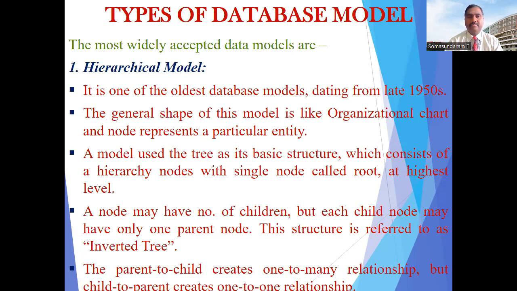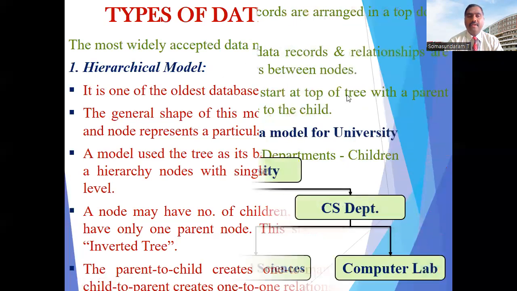different stems or different leaves. In computer terminology, it is called a model with a root. From that root, it has different nodes, which are also called branches. This structure is also called an inverted tree, because the model looks like an inverted tree, and it has a one-to-many relationship. So the hierarchical model will look like this.